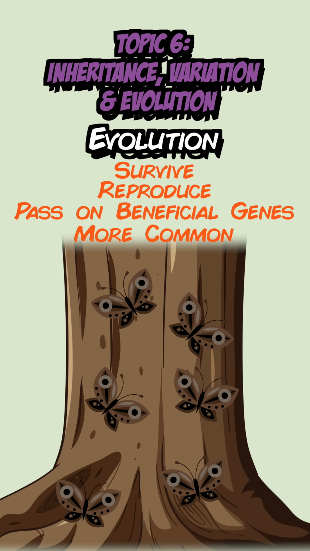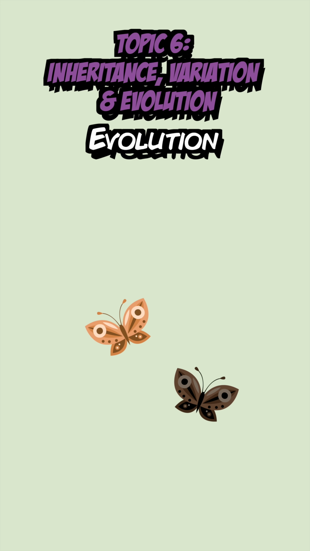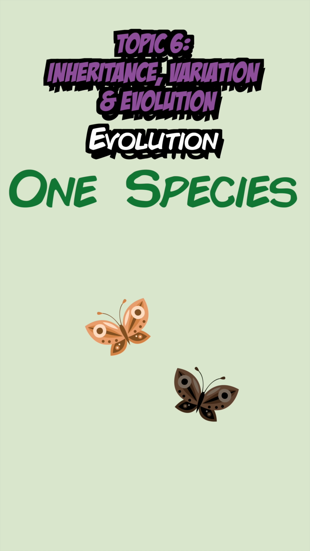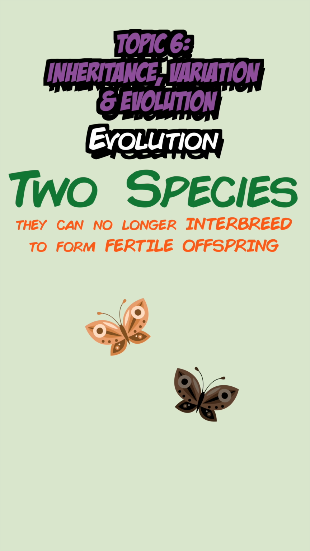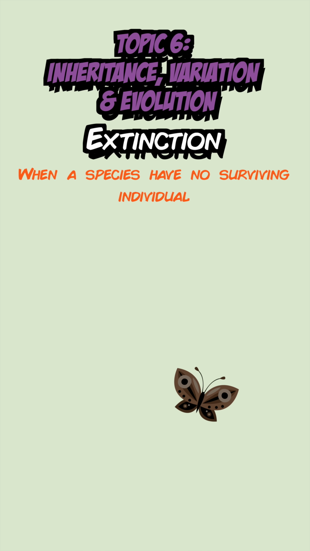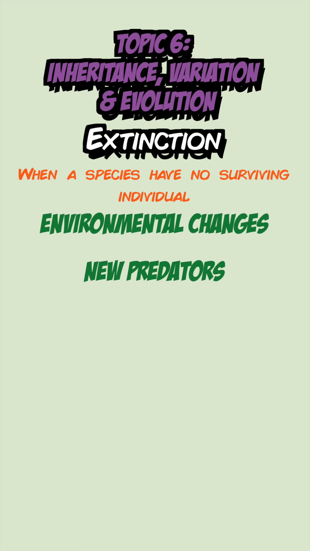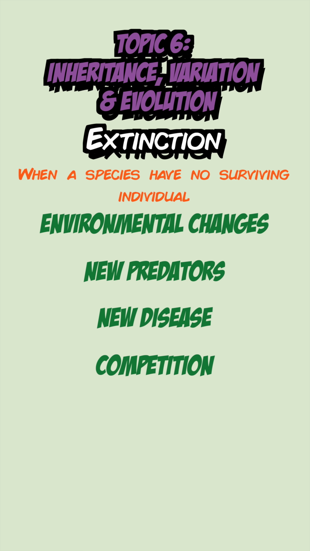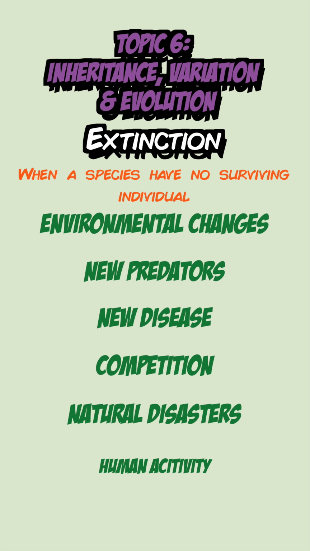If they evolve enough, it's possible for the 2 different populations of one species to become so different in phenotype that they turn into 2 different species. This occurs when the 2 different populations change so much that they can no longer interbreed to form fertile offspring. Sometimes species can become extinct, and this is when the species has no surviving individuals. This can happen due to environmental changes, new predators or disease, competition, natural disasters, and also human activity.